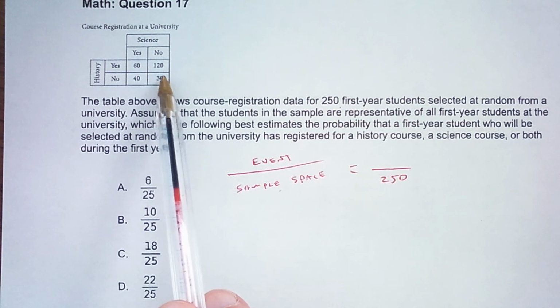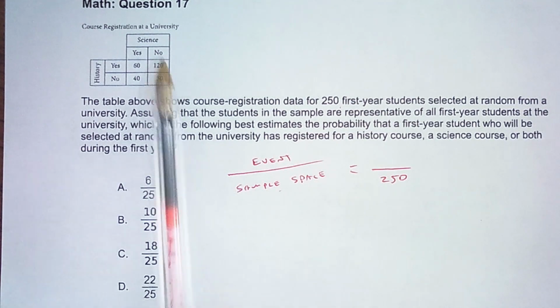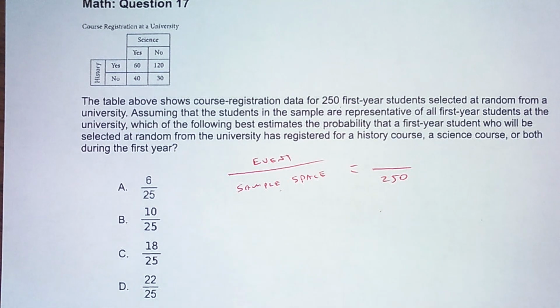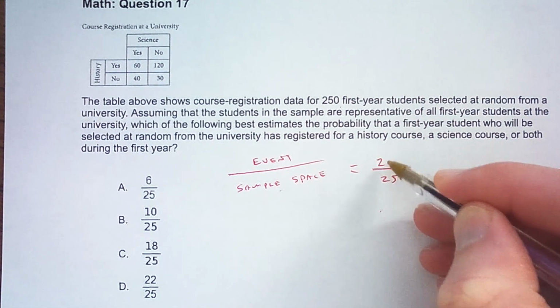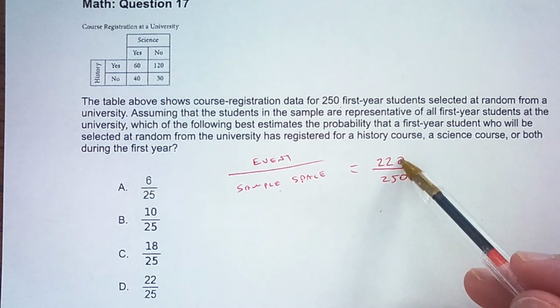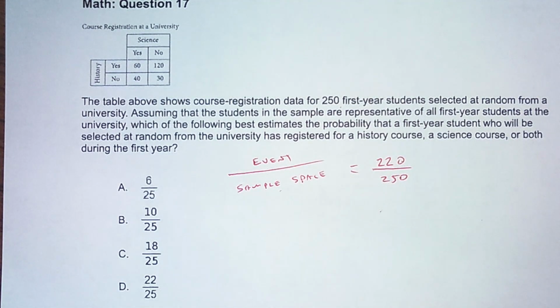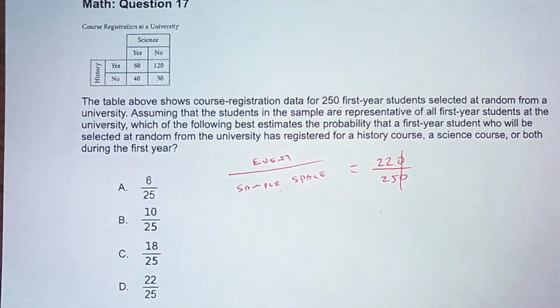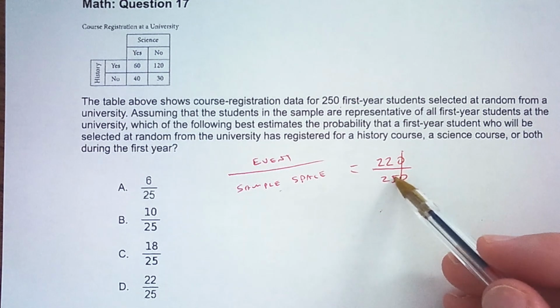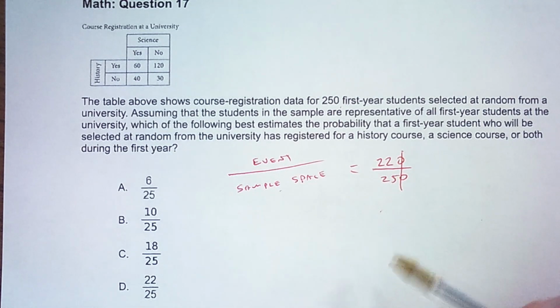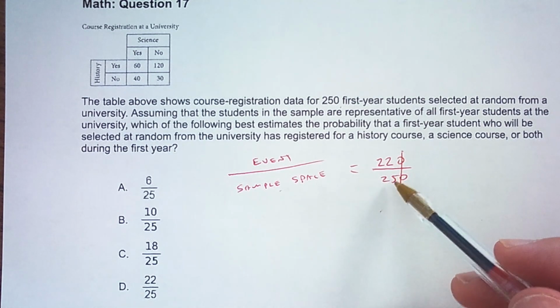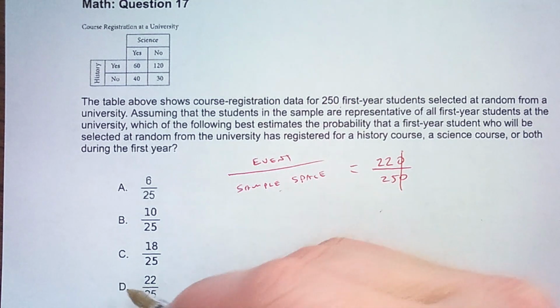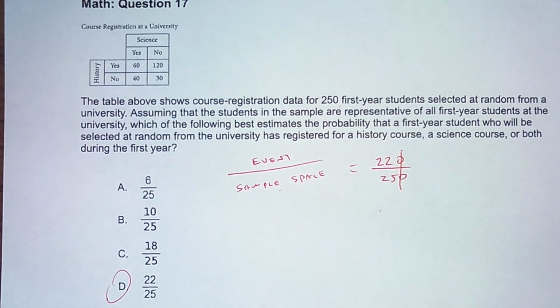Okay, so that 30 who have neither is kind of important. If 30 don't have science or history out of the 250, then that means 220 students out of the 250 have at least one of those. Okay, so 220 students have science or history or both. Now the 0 and 0 here at the back end I can eliminate, and I've got 22 out of 25. So 22 out of every 25 have science or history or both. That is option D.